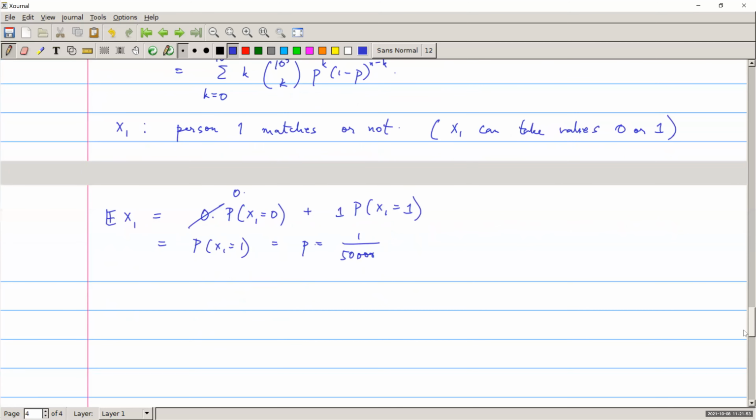What is the expectation of X2? If they're independent, it would be the same, 1 in 50,000. So it's the exact same calculation, and the same with the expectation of X3, and the same with the expectation of X 100,000. They're all exactly 1 in 50,000. But Y is X1 plus X2 and so on up to X 10 to the 5.